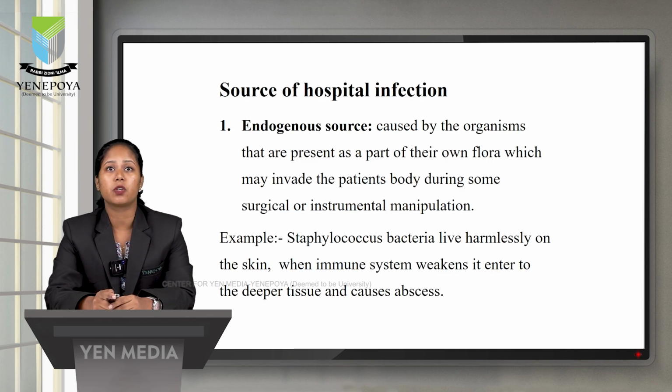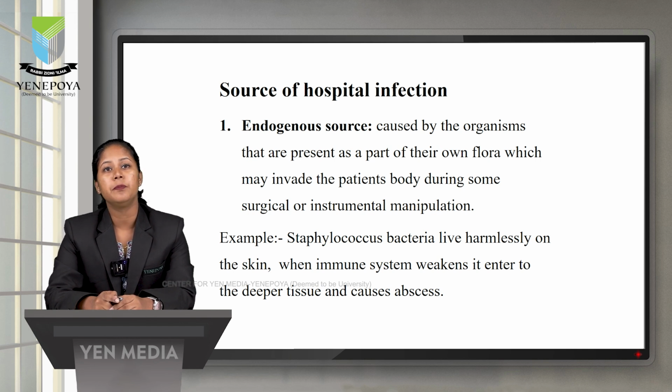So let us see the sources of hospital infection or nosocomial infection. So first one is endogenous source and second one is exogenous source. First one, endogenous, as the name itself suggests, endo means something within or inside. So these types of infections are caused by the organisms that are present as a part of the patient's own flora, which may invade the patient's body during some surgical or instrumental manipulation, which means typically the bacteria will be present in the body itself. Whenever the immune system weakens or deteriorates, these bacteria grab an opportunity and cause an infection. That is called an endogenous source.